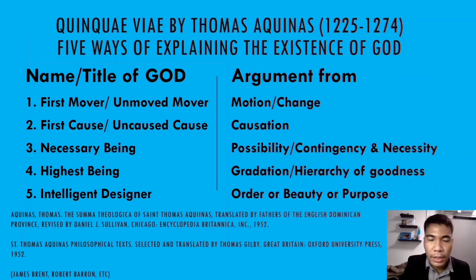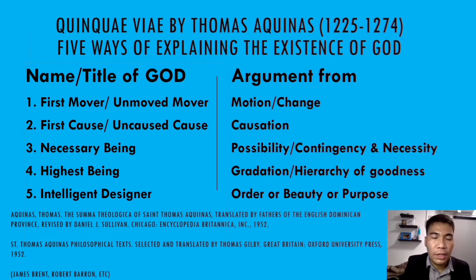Now we will discuss the 5 ways of explaining the existence of God by Thomas Aquinas. It is known in Latin as quinque viae, or others use quinta via. Anyway, it just means 5 ways. So quin means 5, via means ways. So, 5 logical explanations of how to demonstrate the existence of God.